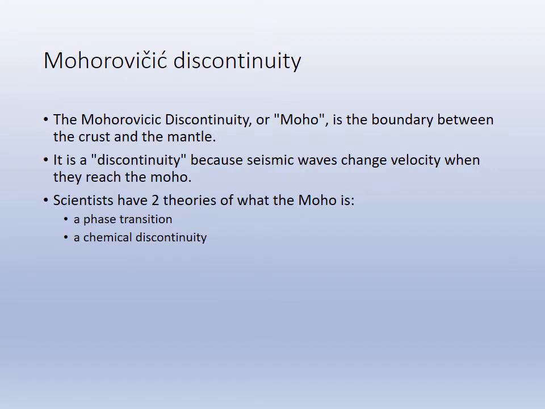The Moho, or Mohorovicic discontinuity, is the thin boundary between the crust and the mantle, which is a phase transition from the rigid crust to the amorphous, solid, but plasticky mantle.